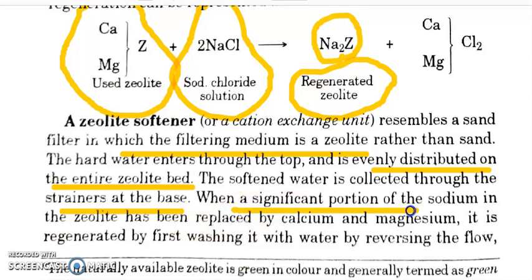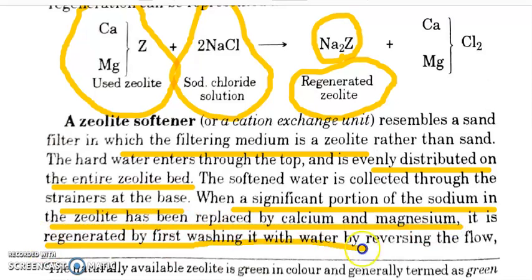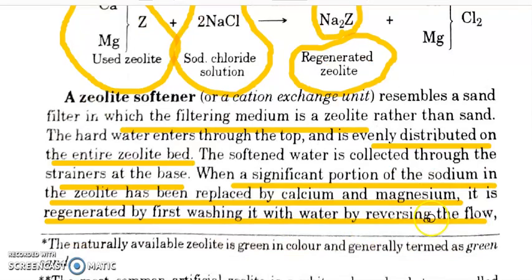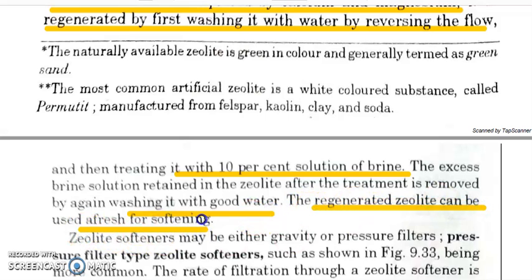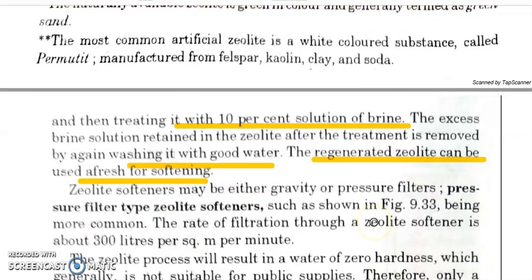And when a significant portion of the sodium in the zeolite is replaced by calcium and magnesium, it is regenerated by washing it first with clean water, by reversing the flow, and then by treating it with a 5 to 10% solution of sodium chloride or brine, that is the salt solution, right? The excess brine solution which is retained in the zeolite after the treatment is removed once again by washing it with good quality water. Then the regenerated zeolite can be used again for water softening, right?